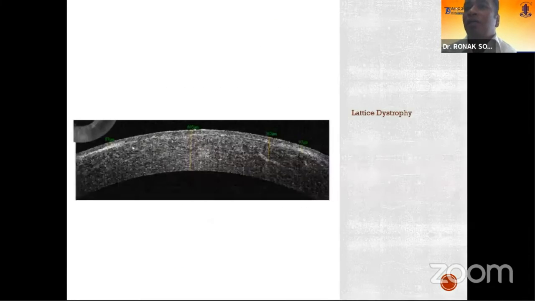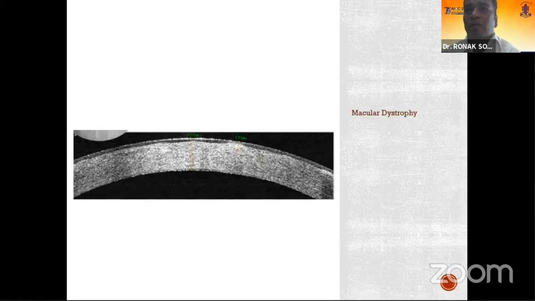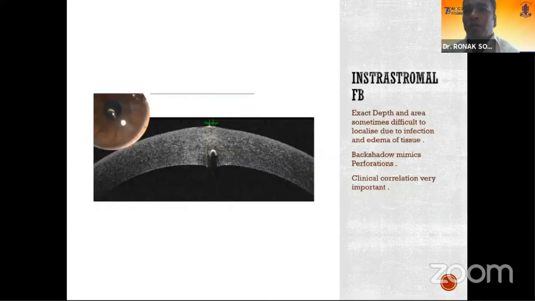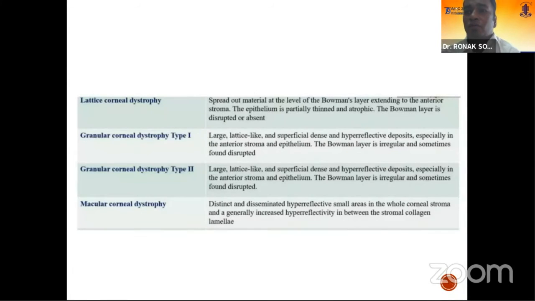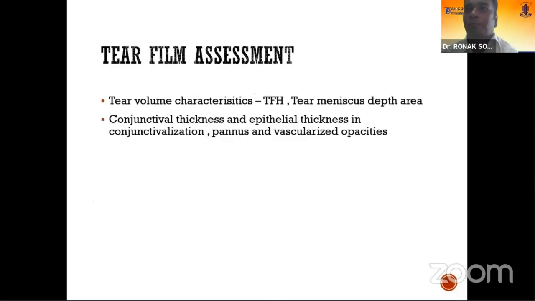Then you have your corneal dystrophies. Basically, in dystrophies, more than diagnosing them, there are various levels of involvement and various features on ASOCT. You can always determine whether you want to do a PTK or PRK based on the depth of involvement. Intrastromal foreign bodies, exact depth and area can be seen. The back shadow actually here mimics a perforation, but it's not a perforation. This is an artifact.